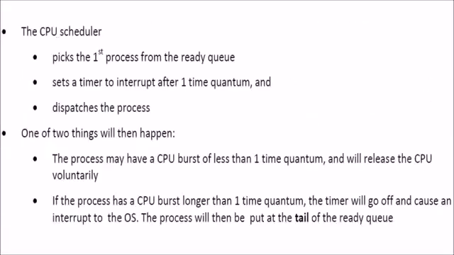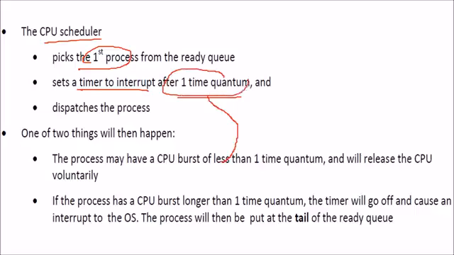Now what the CPU scheduler does is select the first process from the ready queue, set a timer to interrupt after one time quantum, and then dispatch the process. So what can happen? The process may have a burst time which is less than one time quantum, so it will release voluntarily. But if the process has a CPU burst which is longer than one quantum, then the timer will go off and cause an interrupt to the operating system. Then this process will be put at the back, that is the tail of the ready queue, and another will be taken.